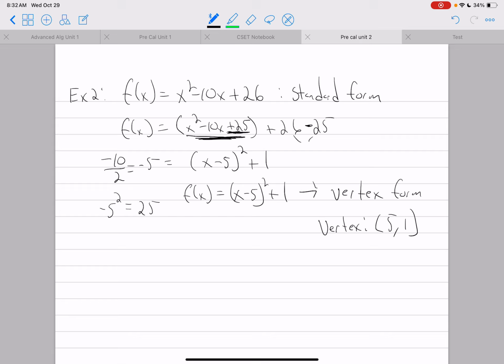All right? So that was two ways, or two examples to convert that. All right, so do this. We'll do more of these in class.